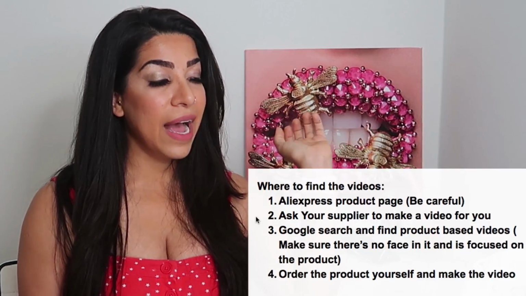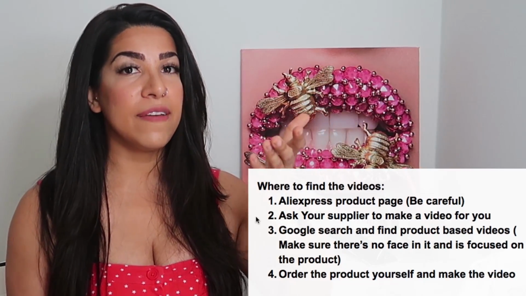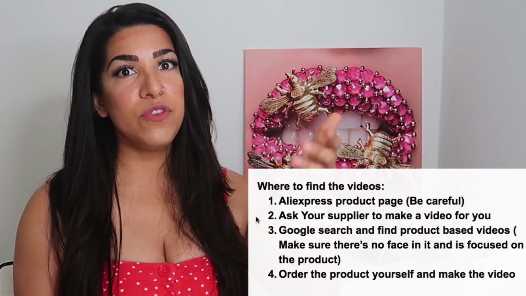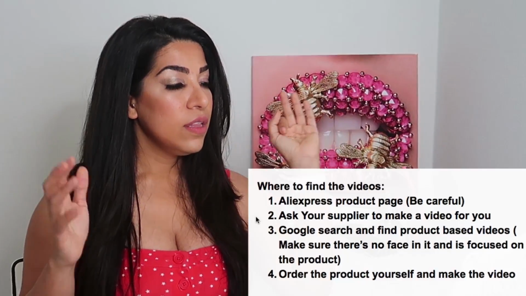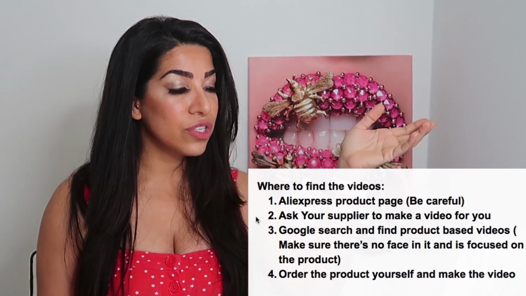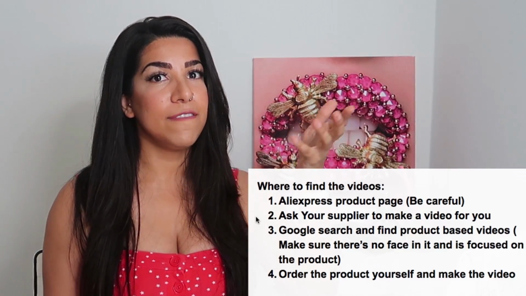Number two is you can ask your supplier to make a video and send it to you. So if you message your supplier, be like, hey, I'm about to actually scale this product. I will be doing a lot of orders. Can you make a video for me? So they would usually, most of the time, do it and then send you a video and you can edit it. Number three is Google search and find product-based videos.